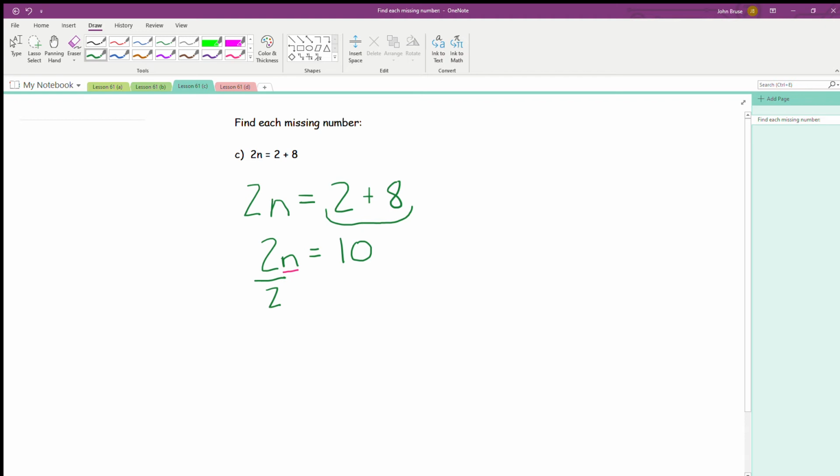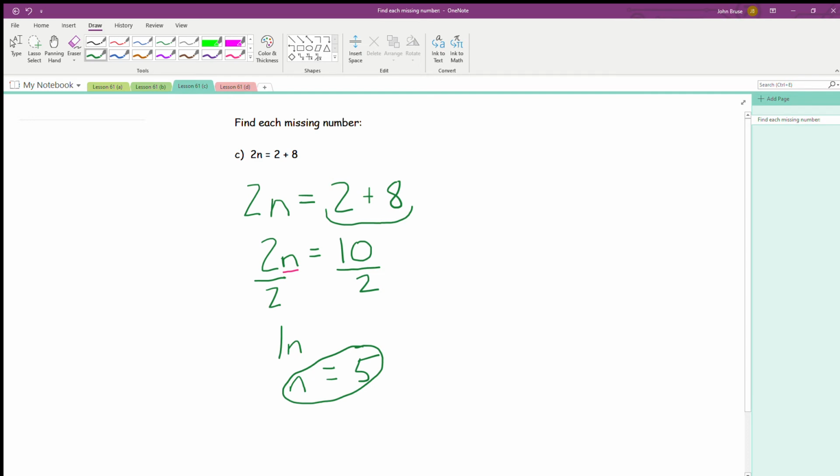But if I divide 2 on this side, I also need to divide this side by 2, so the same thing happens on both sides. So 2 divided by 2 equals 1n, or n, and 10 divided by 2 is 5. So n equals 5. Now I can check this.